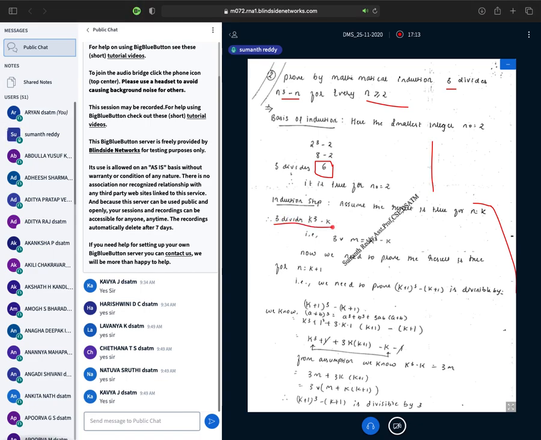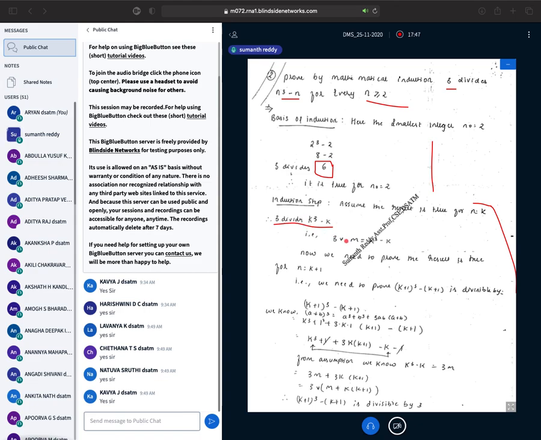Now students, carefully observe here. If I tell you 5 divides 10, how is it possible? If you ask me to justify, I will say 5 into 2 is equal to 10. In a similar way, if I tell you 6 divides 18, the justification is 6 into 3 is 18. So here, if I tell you 3 divides k cube minus k, what is the justification for that? We can't give a numeric justification because we don't know the value of k.